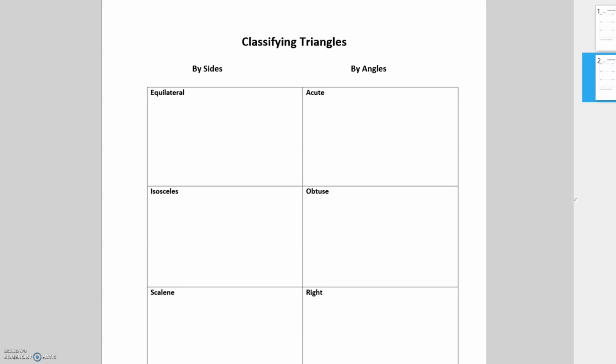I would like for you to get a piece of paper, either lined or blank, and fold it in half the hot dog way so it's long. Up at the top, model your paper like mine and write classifying triangles. In the left column, we're going to classify the triangles by sides, and in the right column, by angles. By classify, we just mean we're going to describe or name them using those terms. Okay, so get your paper ready.